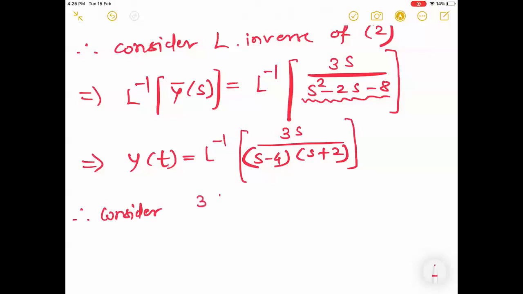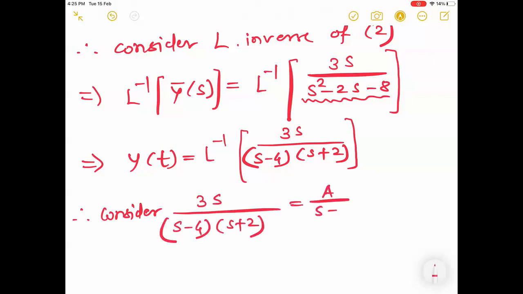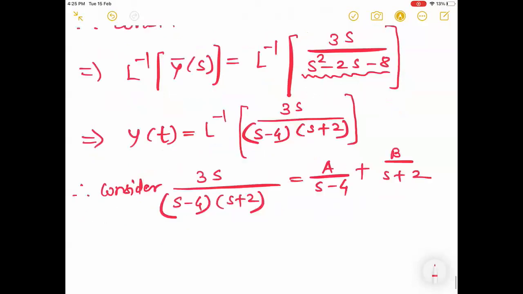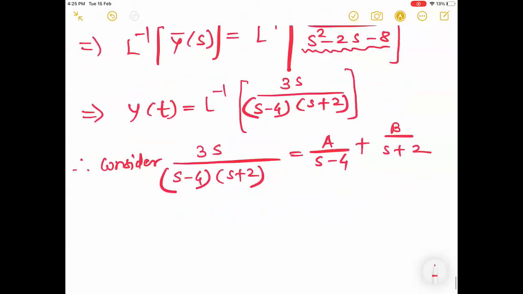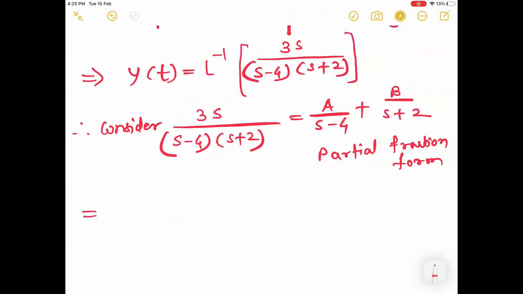Consider 3s upon s minus 4 into s plus 2 as A upon s minus 4, one factor, B upon s plus 2, the second factor. Partial fraction form, first procedure, non-repeated linear factors. This is a partial fraction form. Now tell me what are the values of A and B by equating both sides in the numerator.